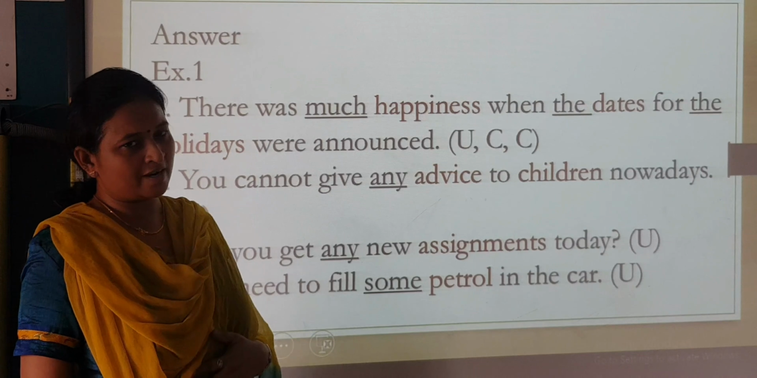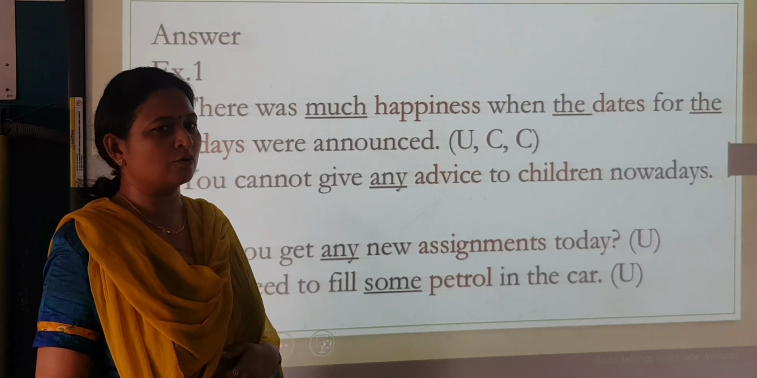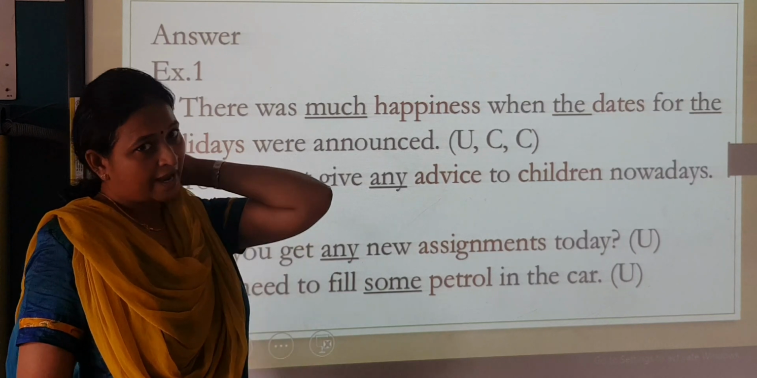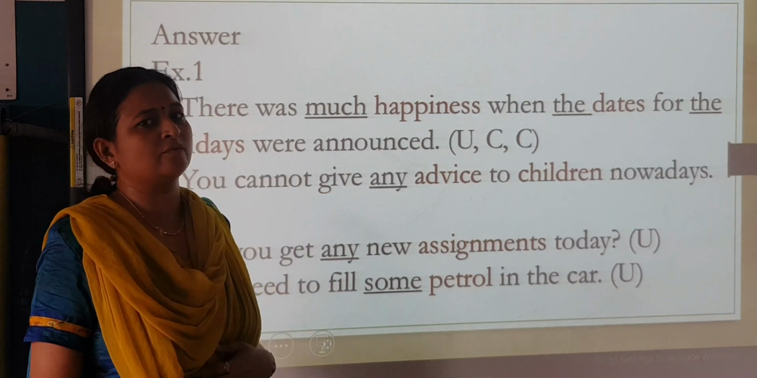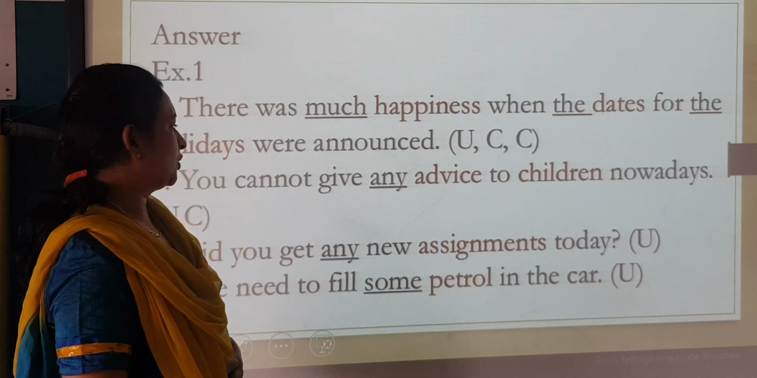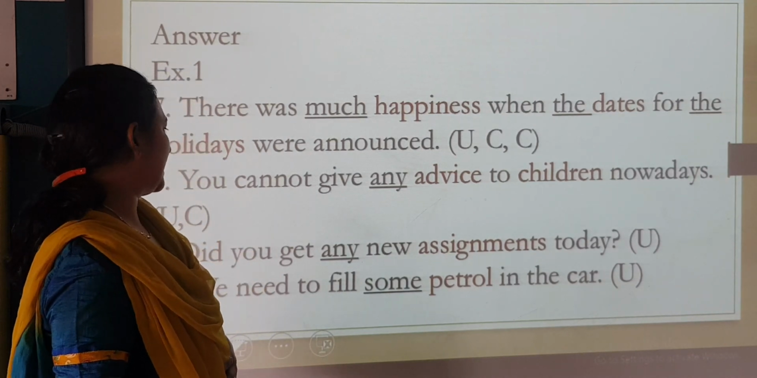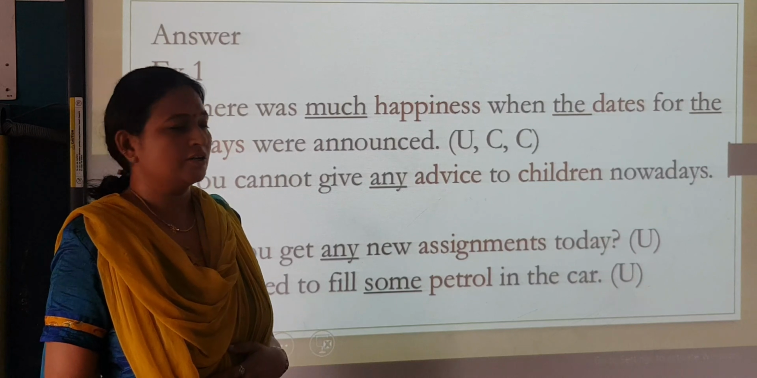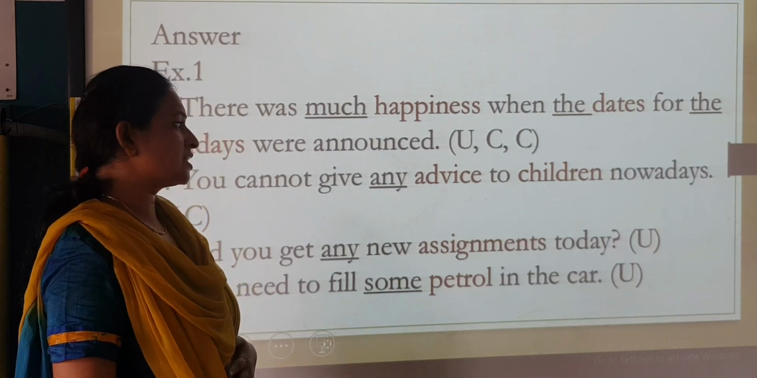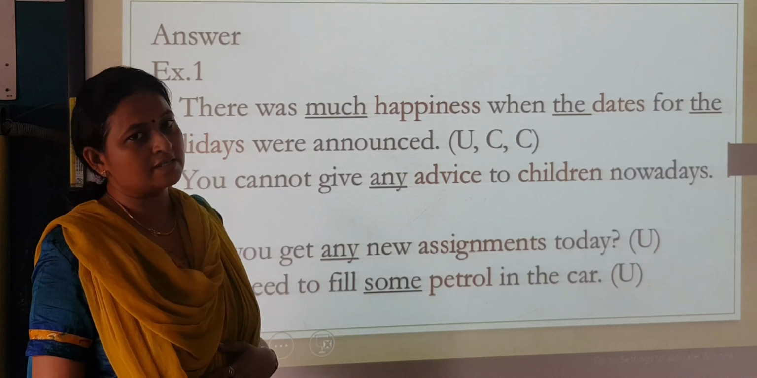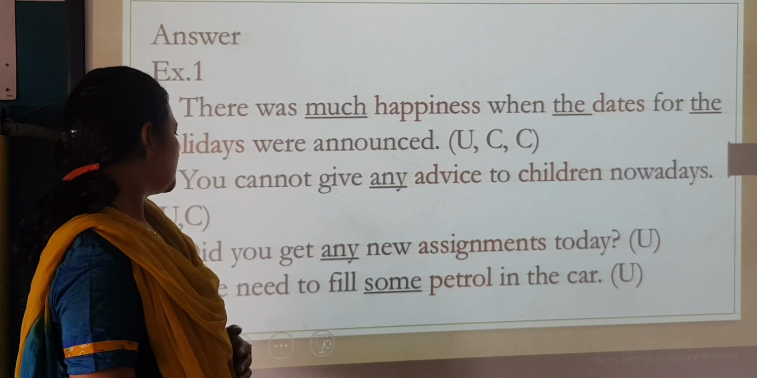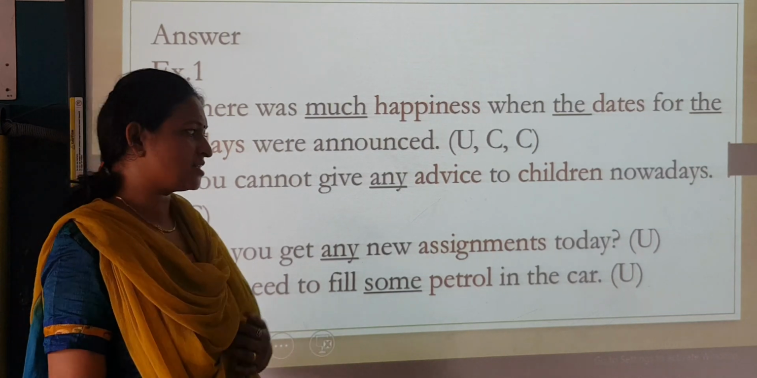You cannot give any advice to children nowadays. Is it true, children? No. I know you all are good children and definitely you are open to advice. And I hope you hear all the advice and suggestions given by your parents, right? Okay. So here the nouns are advice and children. Children, you know, is the plural of child. So this is countable. Advice is an abstract word. It is uncountable.